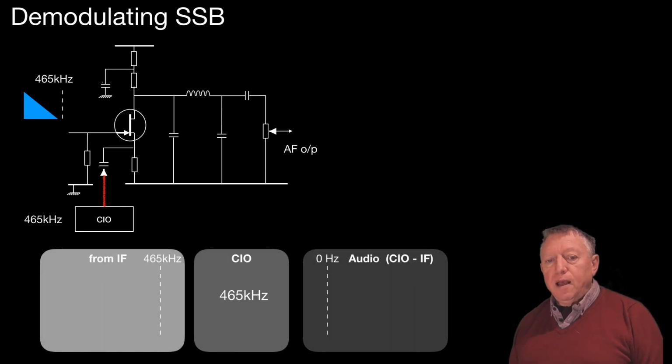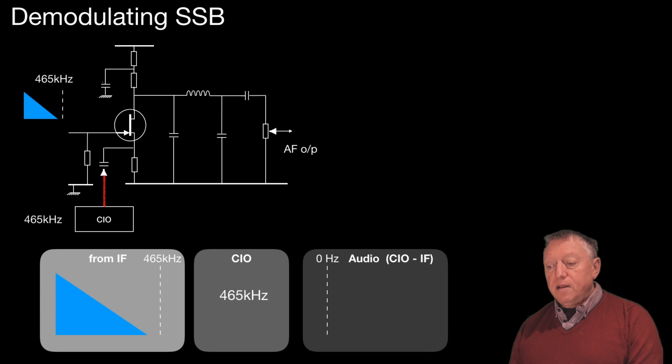So on the box on the left, we've got what's coming from the IF. The carrier insertion oscillator will always be 465 in the box in the middle, and the box on the right then is the resulting audio. So there we are, repeating what we have on the diagram above. There's our inverted lower sideband centered on 465 but going below it in frequency. And the audio then, as a result of this mixing, will be the carrier insertion oscillator minus the IF.